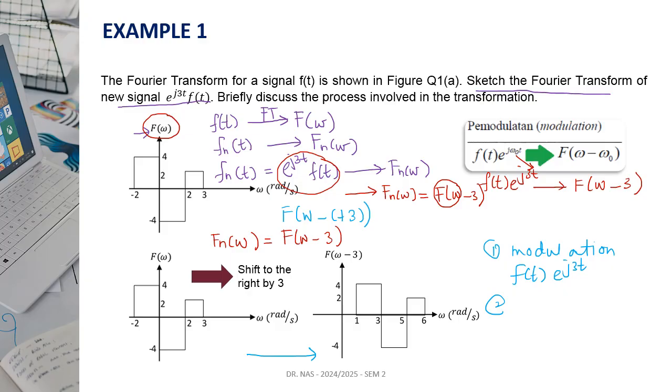Secondly, what happened to the signal? You can see that the original signal is shifted to the right by 3. And then what else? Is anything happening to the amplitude? No, there are no changes in the amplitude, only the shift. I think those are the two processes involved in the transformation process.